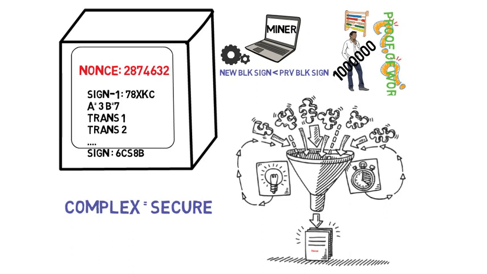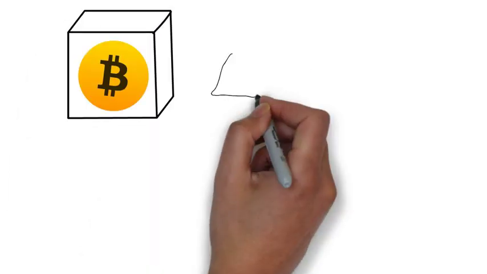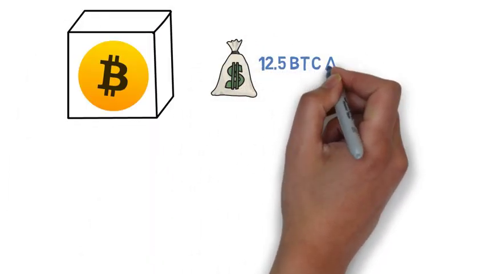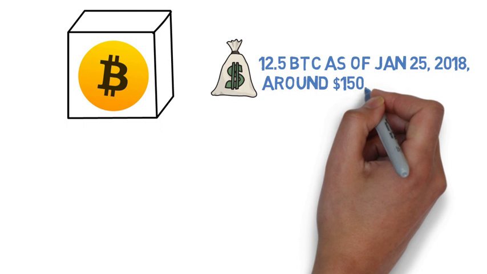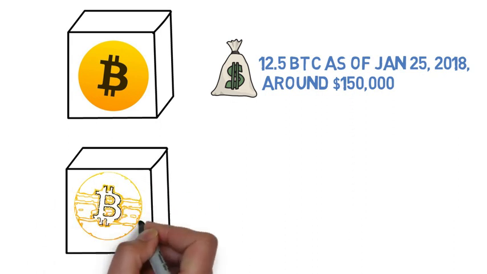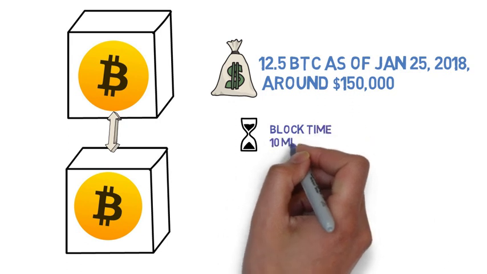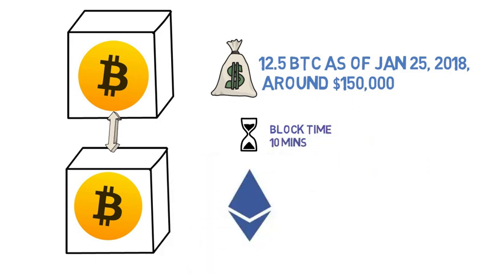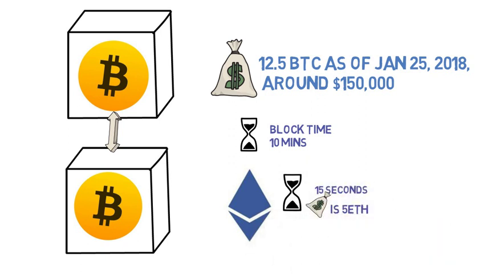As it takes time and computational power to add a block in the blockchain, there is a reward for guessing the nonce and adding a block. For example, the main incentive for Bitcoin miners is the block reward, which is 12.5 BTC, that is, as of January 25, 2018, around $150,000, a significant amount of money. The average time taken to add a new block in the blockchain is known as block time. Bitcoin block time is 10 minutes per block. In Ethereum, the average time for a new block is 15 seconds and the reward is 5 ETH.